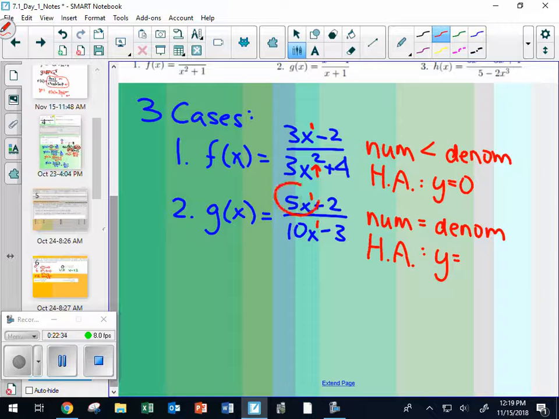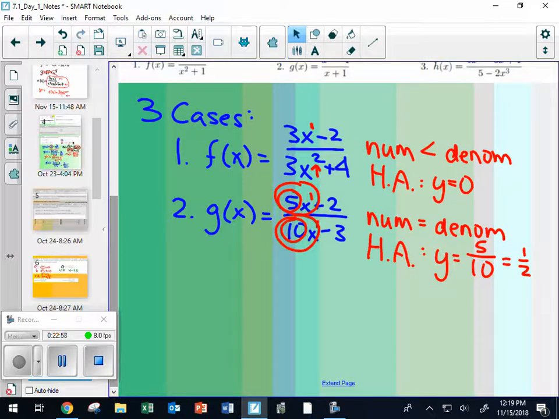So, since this is my leading term, 5x, I want to look at the coefficient of 5x, which is just 5. And then if I look in the bottom at 10x, my leading coefficient is just the 10. And so that means that my ratio will be 5 over 10, which is the same thing as 1/2. So I will have a horizontal asymptote at y equals 1/2.